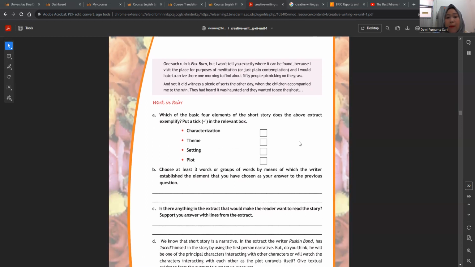So based on this extract, you have to understand who the characters are, which one is the characterization, which one is the theme, the setting, and also the plot.